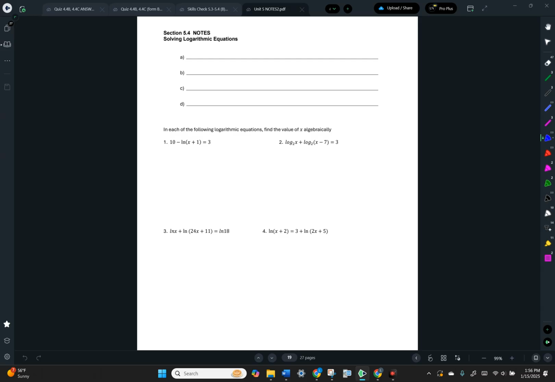So the first step is going to be to isolate the logarithms and combine. Isolate the logs, meaning get them all on the same side, and combine. Combine them into a single logarithm. Now, you're probably going to use the log properties to do that.